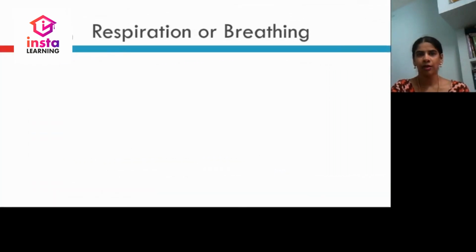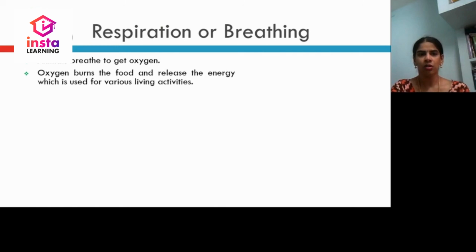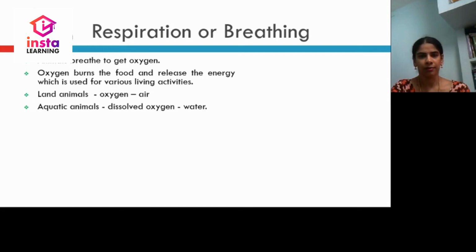Let us learn about respiration or breathing that takes place in different animals. Animals breathe to get oxygen. Oxygen burns the food and releases the energy which is used for various living activities. Land animals take in oxygen from the air. Aquatic animals take the dissolved oxygen from the water. There are different types of organs for breathing.